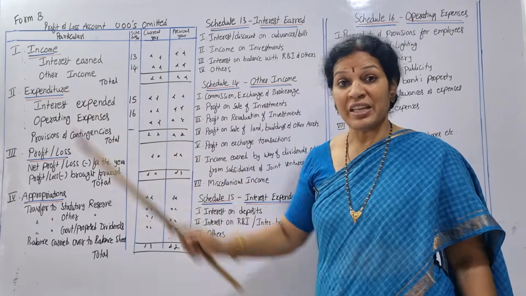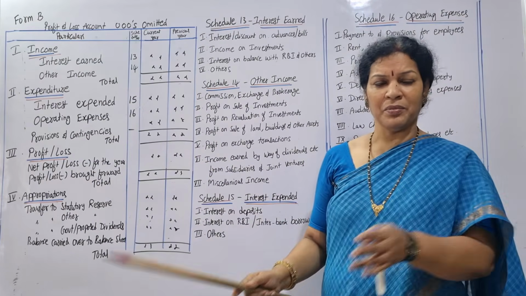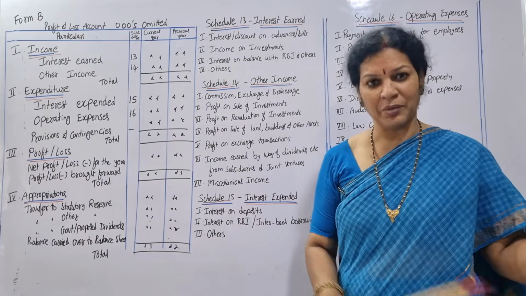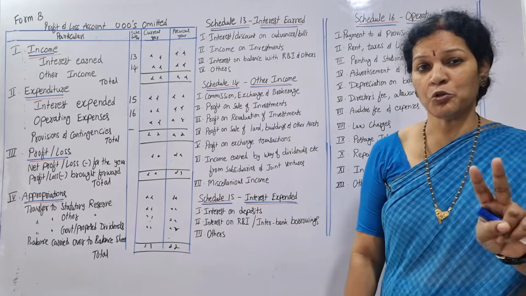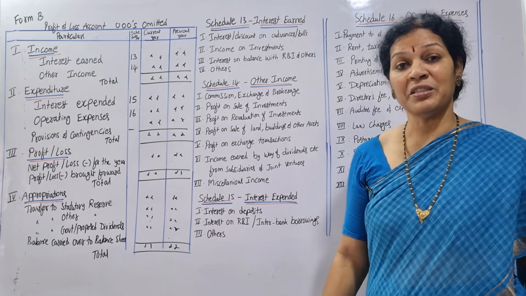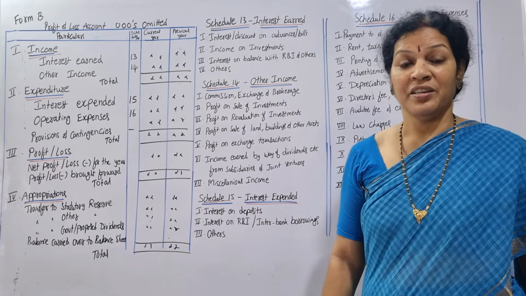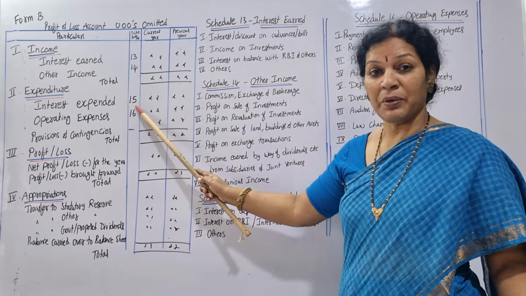The second one, part 2, is expenditure. In a profit and loss account, we used to write income on the credit side and expenditure on the debit side. In the same way, income is over. Now expenditure. Expenditure also has two parts. One is interest expended, which means interest paid. So that is schedule number 15.